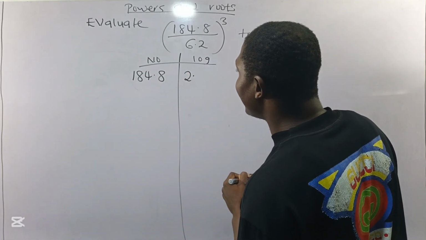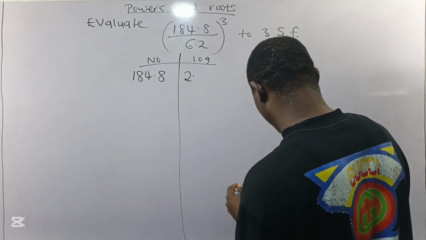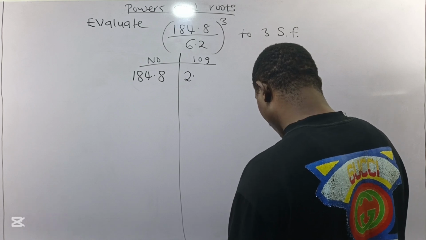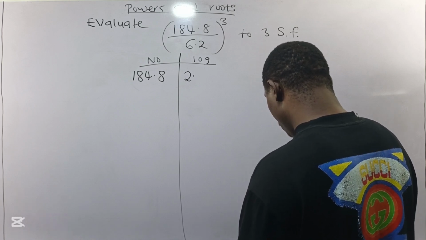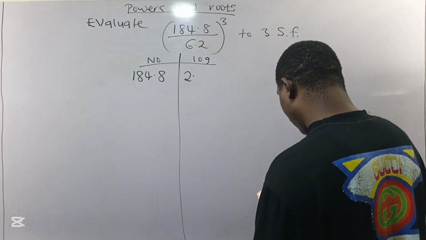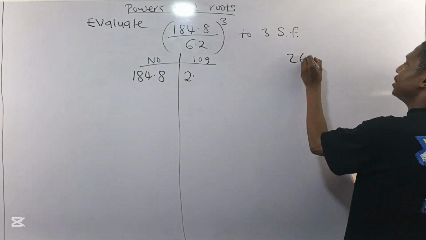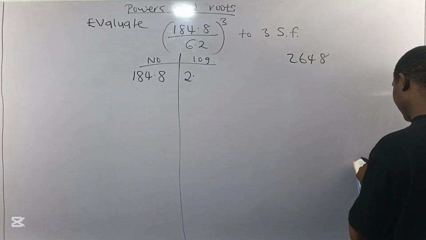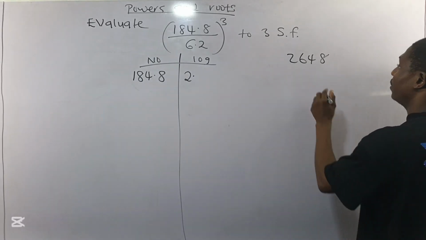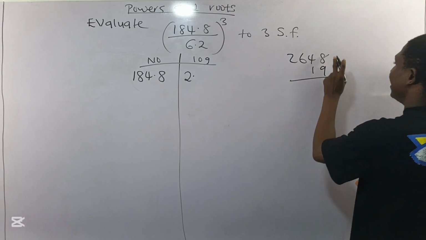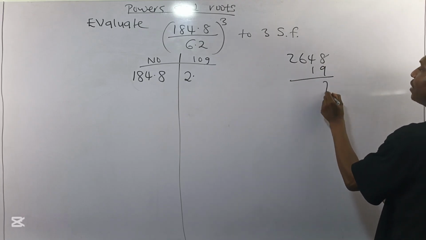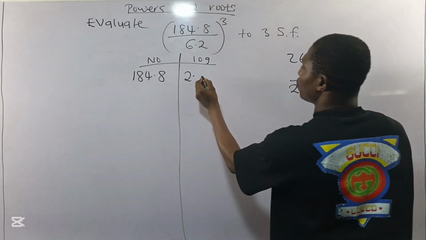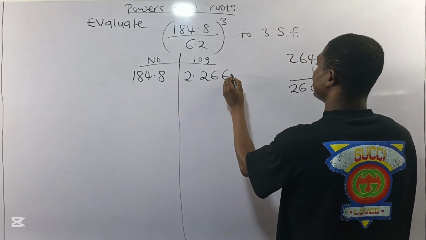So I have 18 under 4, difference 8. Log of 18 under 4, difference 8. 18 under 4 is 2648. And difference 8 here is what? 19. So add up 19 to it. 8 plus 9 is 17. 7 carry 1. Plus this will give me 6. 6, 2. So I have 2, 6, 6 what?